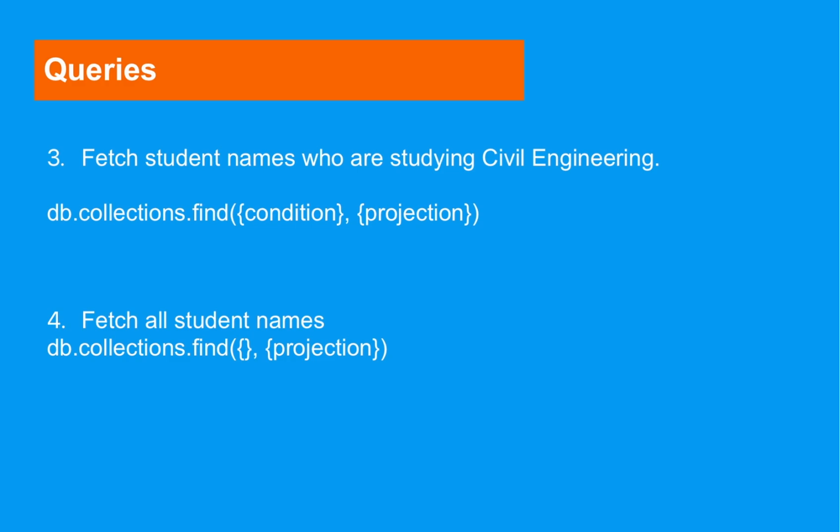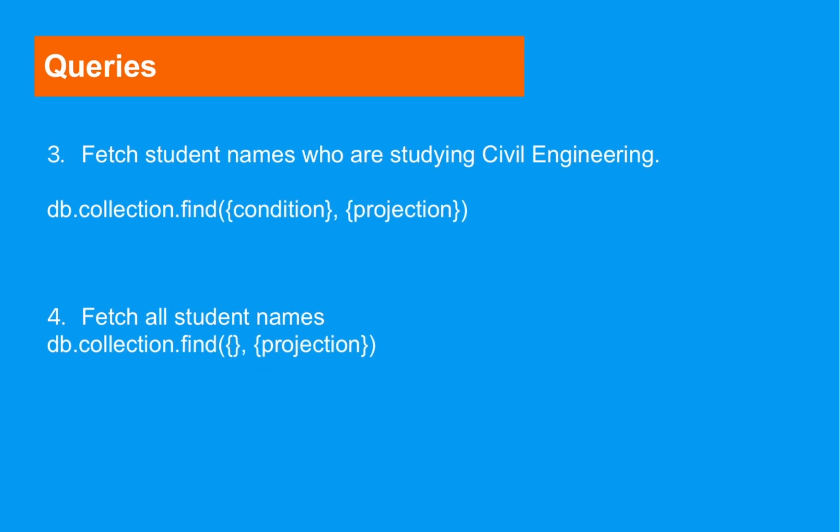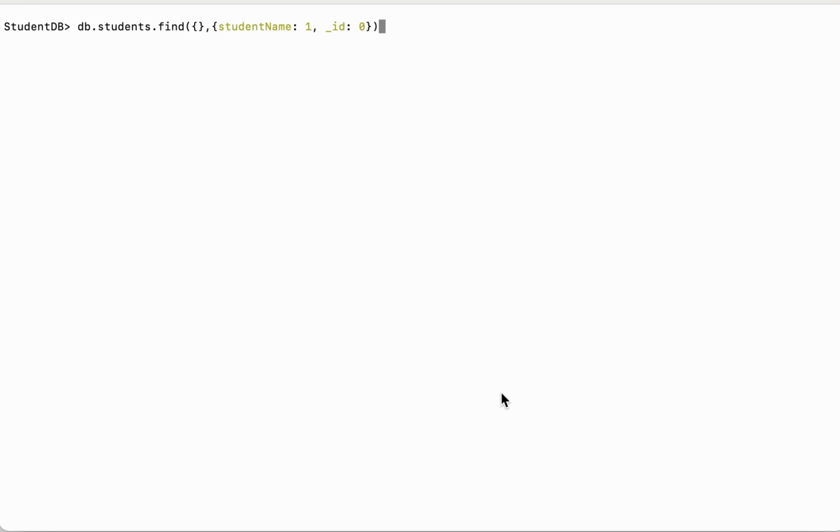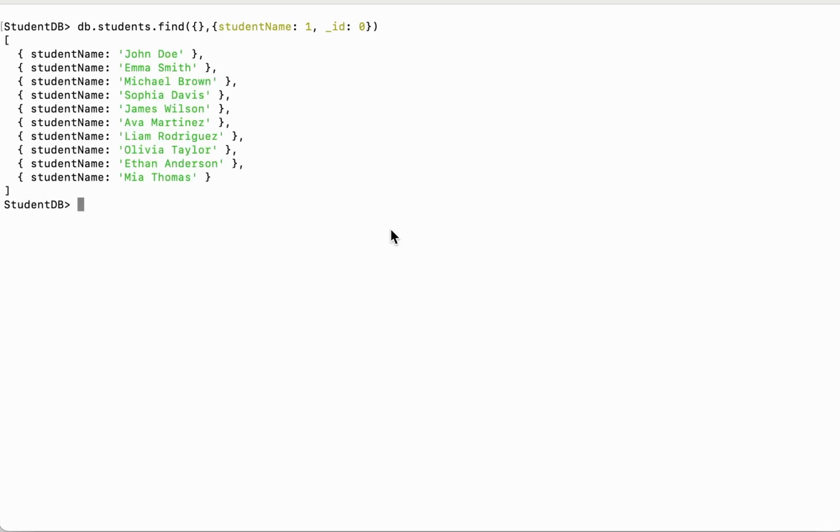Next query. Fetch all the student names from the student collection. Here we don't have a condition, but we have a projection for student names. So how can we write these queries? db.collection.find. In MongoDB, whenever we want to include projection, the condition part is a must. So in this case, we don't have a condition, so I will put empty braces and then the projection. Let's run the query. In the output, we can see an array of student documents with the student name field only.